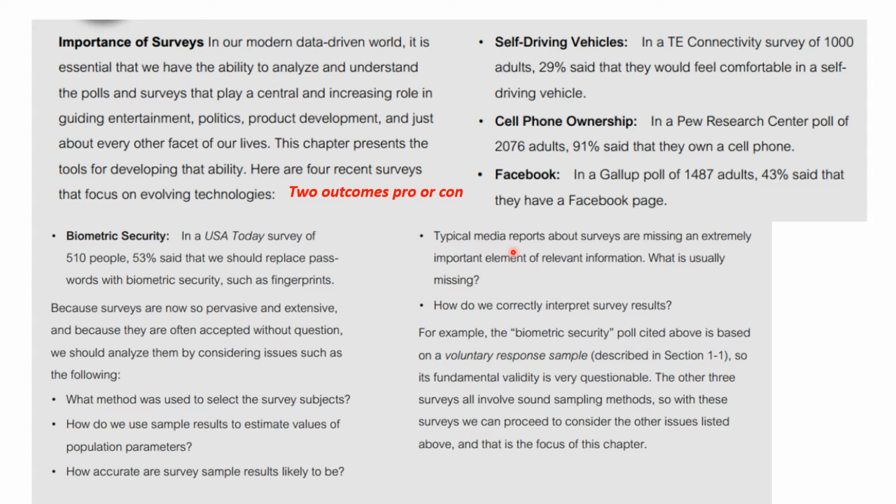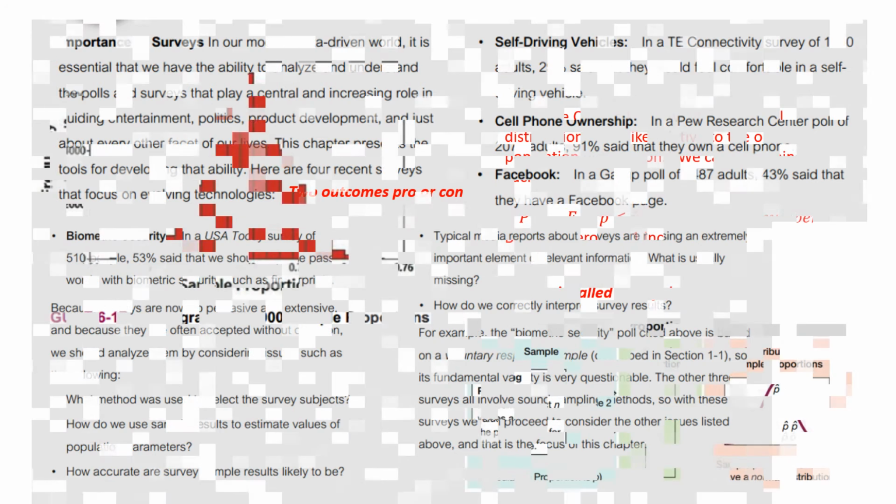And typical media reports about surveys are missing an extremely important element. And so what is usually missing, and how do we correctly interpret such results? So we're going to be talking about these issues in this video and in the following videos.